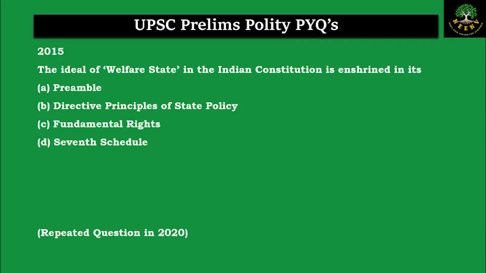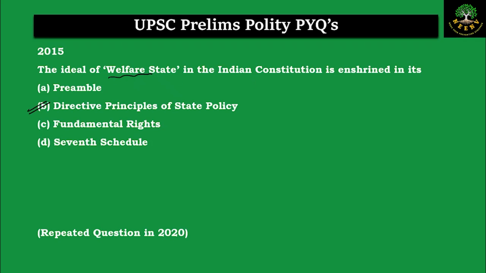Let us discuss the next question. This is from the year 2015. The ideal of welfare state in the constitution is enshrined in its: A. Preamble, B. DPSPs, C. Fundamental rights, D. 7th schedule. The correct answer here is B. Directive principles of state policy.